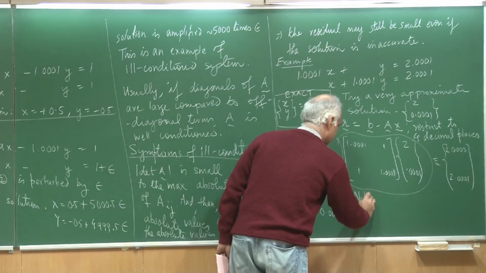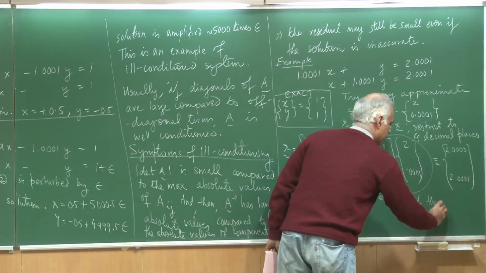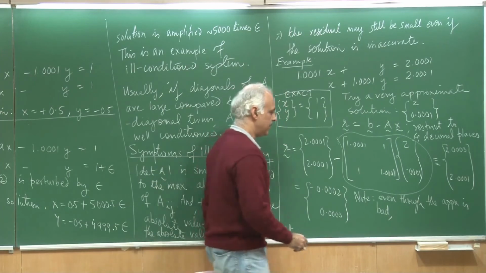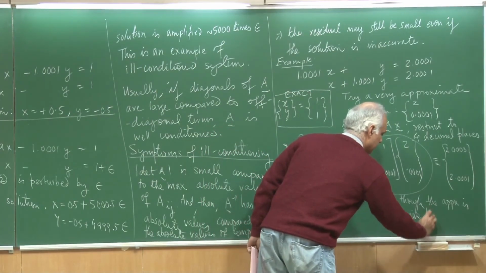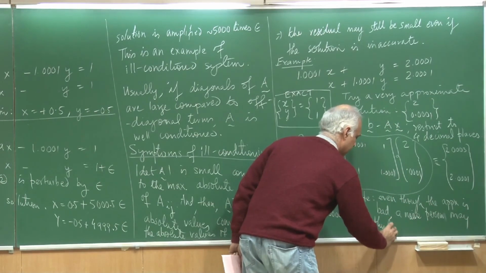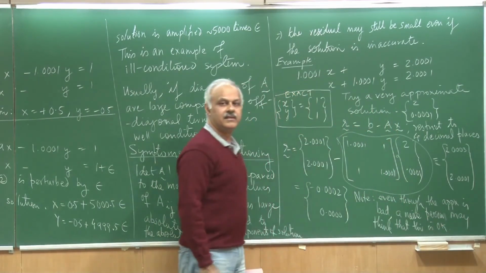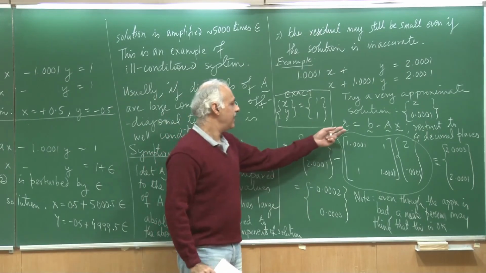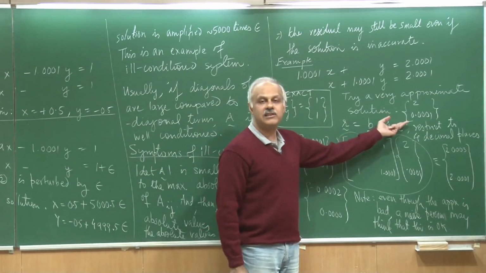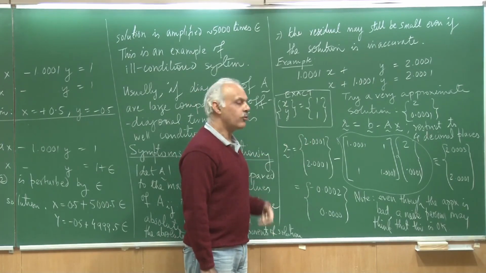Okay. Note, even though the approximation is bad, it is too far away, a naive person may think that this is okay. Right? So, if you just looked at the residual and saw that up to 4 decimal places the residual is very small, and therefore, this is an acceptable solution, you are doomed. This is not the exact solution. The exact solution was 1, 1. Okay. So, why did this happen?